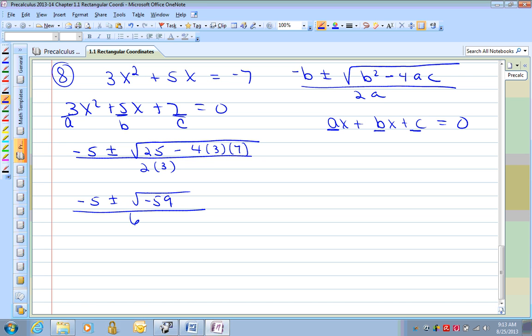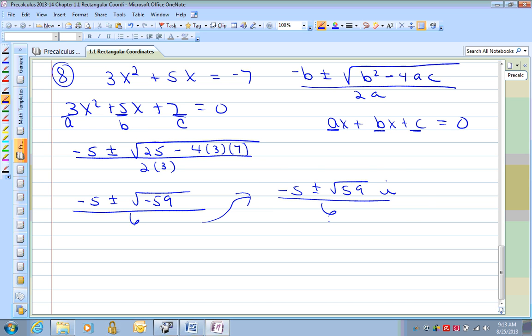So we're going to have an imaginary number, and because of that, we have a complex imaginary number. We're going to go ahead and extract that negative and substitute it with an i. I know you probably remember all of this from Algebra 2. So I would have negative 5 plus or minus the square root of 59 i over 6.